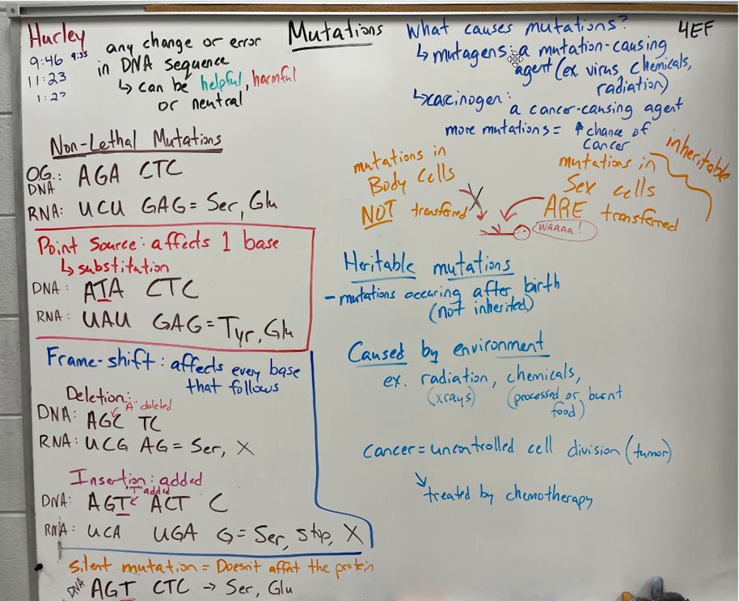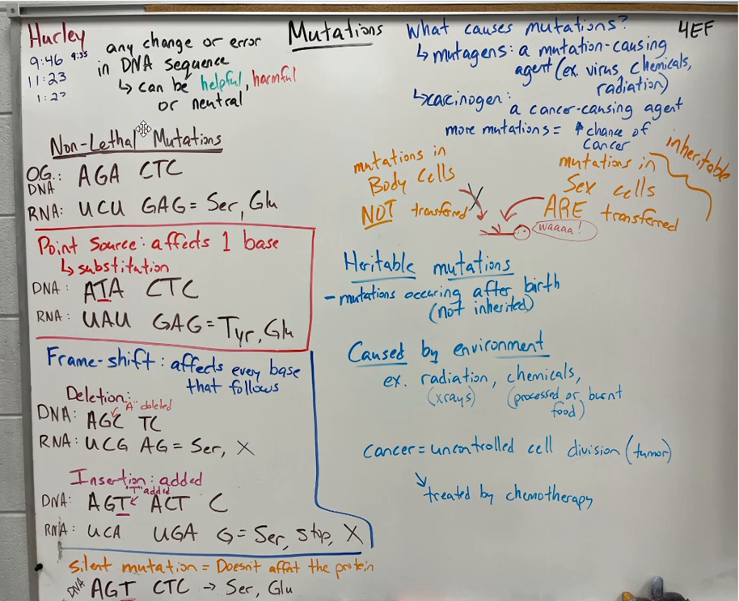There are some things I want to talk about that cause mutations. We've got mutagens and carcinogens. A mutagen is a mutation-causing agent, something like a virus, chemicals, or radiation that causes the mutation. A carcinogen is a cancer-causing agent, or an agent that causes cancer. And the more mutations you have, the higher the chance of cancer. All of these mutations can cause cancer, but not all carcinogens are genetic mutations. So there's some overlap there.